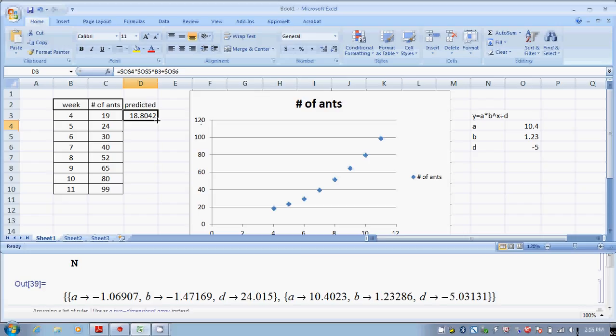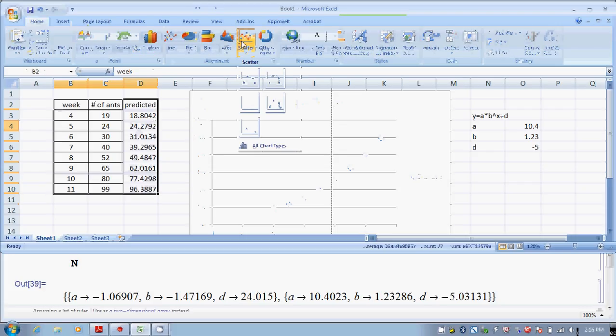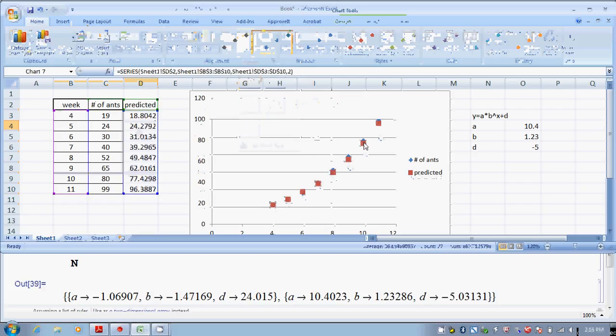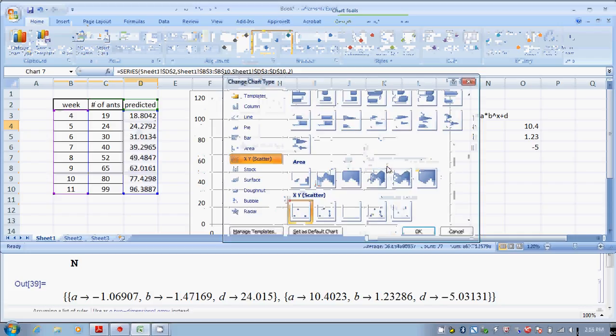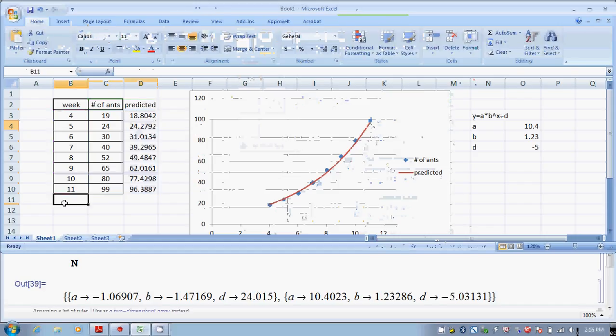And I'm going to scroll down and see what my values are. And at this time, I'm going to replot my data here and see how well it fits. So my red boxes here are my predicted values. I'm going to change the series chart type to a line. And my line does in fact go through points 4, 7, and 11. It seems like it fits fairly well. But now I want to know how many ants I have at week 16, and by week 16 I should have 280 ants.